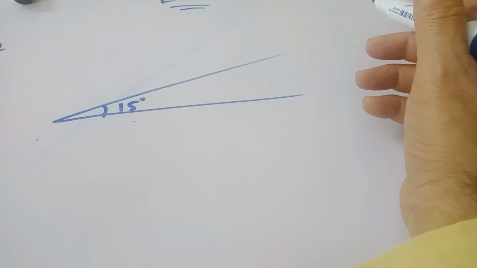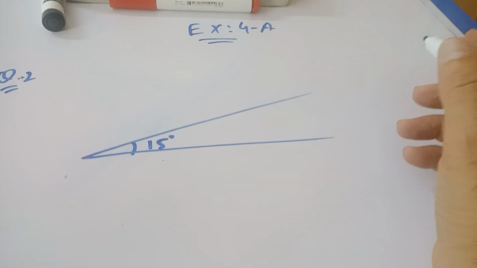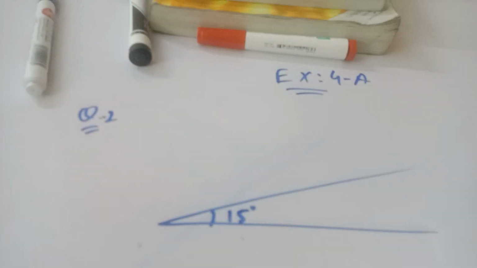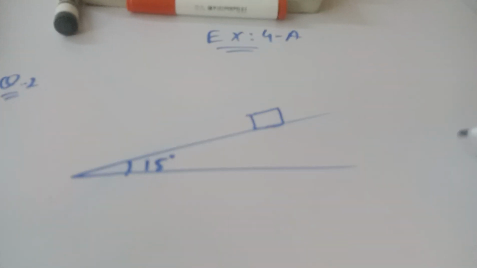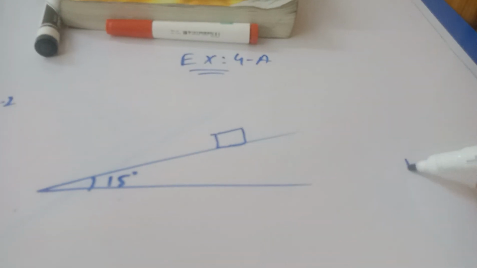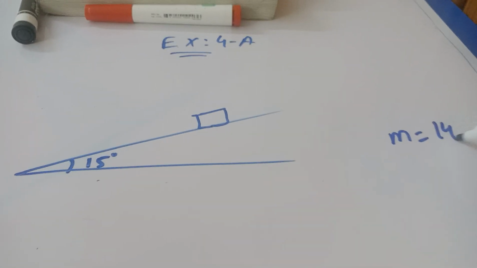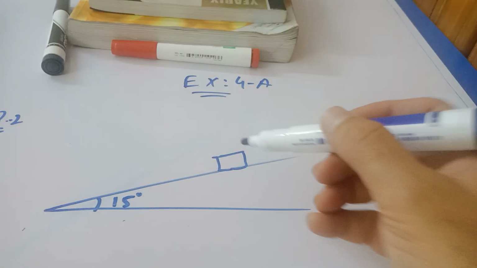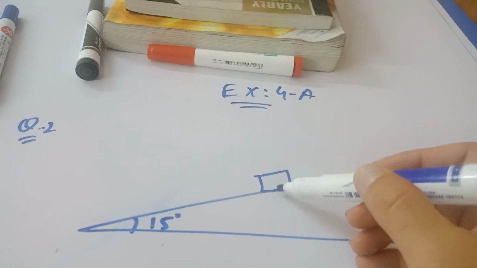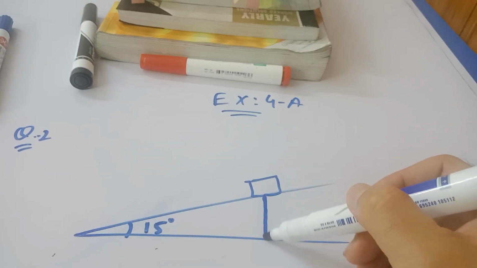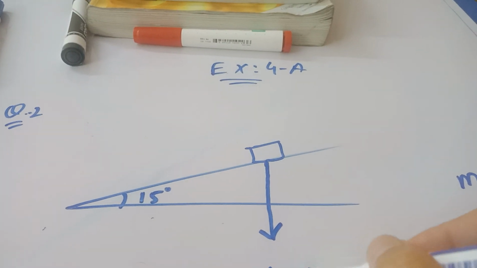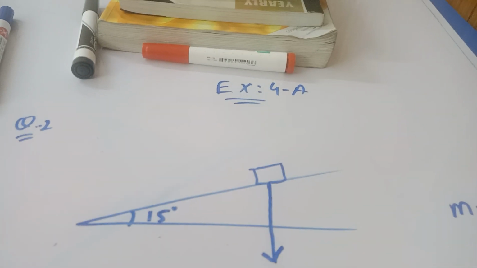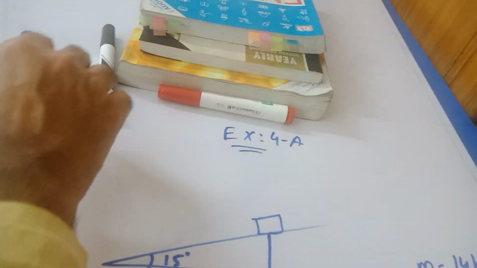The second question says a box of mass 14 kg is at rest. Now let's suppose this is the box. Its mass is 14 kg. Now guys, when the mass is 14 kg, that means I should show its weight down here, which is going to be 140 newtons. Okay, W equal to mg.